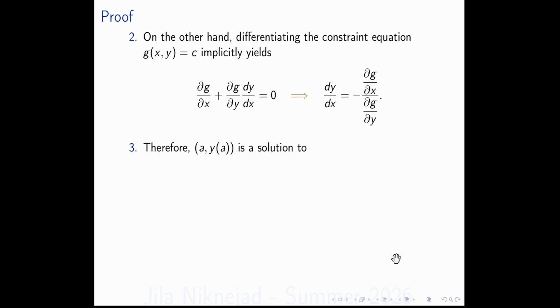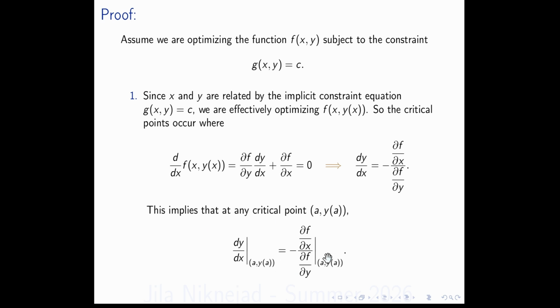Again, since a and y of a is a solution, we're going to have that dy dx evaluated at a and y of a is equal to negative partial of f with respect to x divided by partial of f with respect to y evaluated at a and y of a. So now we have this side of the equation, the left side of the equation here also happened in the previous equation right there.